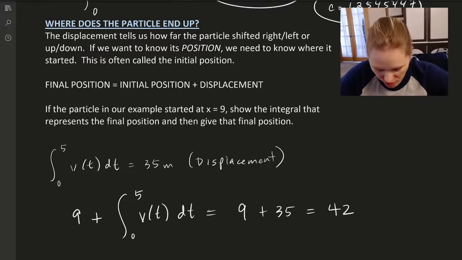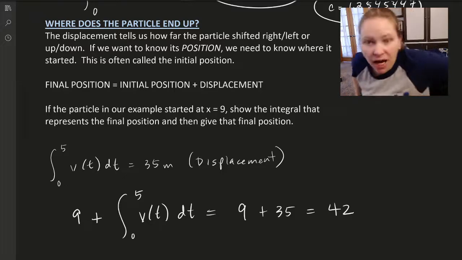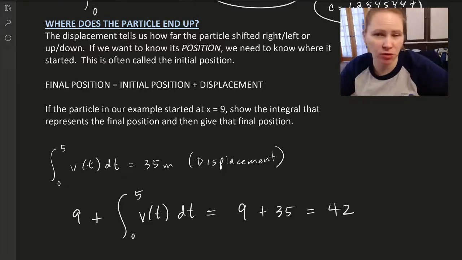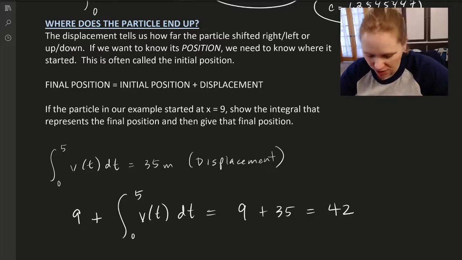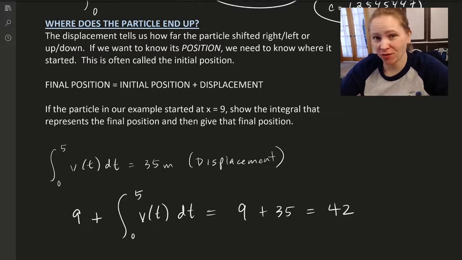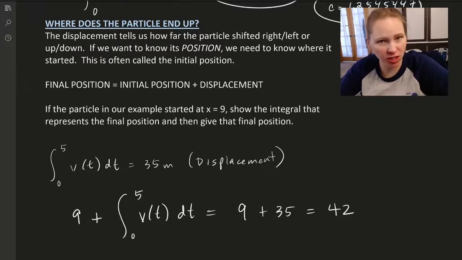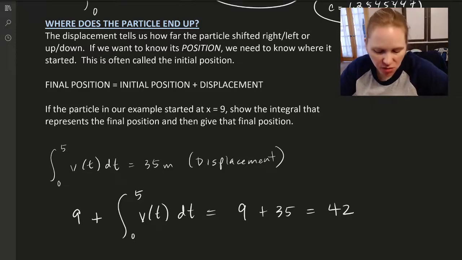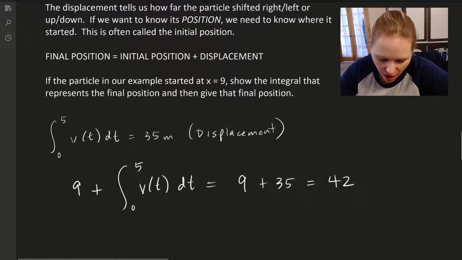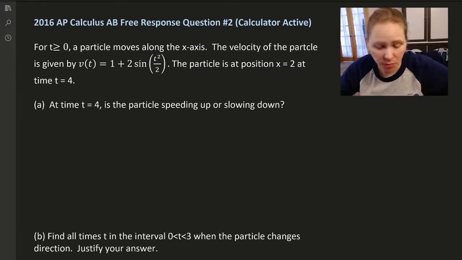So suppose that this was some sort of football field or something like that. You started at 9 meters, and it would be a European football field, right? Because we're metric. So you'd start at 9 meters and you moved the ball in the positive direction 35 feet or 35 meters. And so now you have reached a distance of 42 meters from the end. So this would be kind of how this would play out. So always need to know that beginning spot.